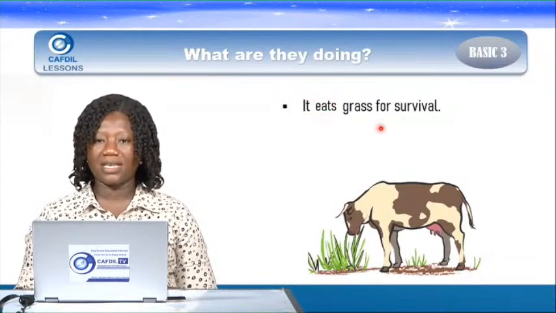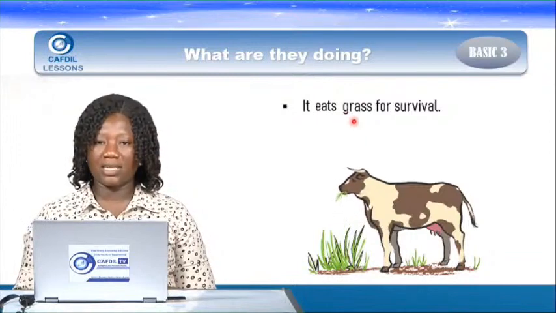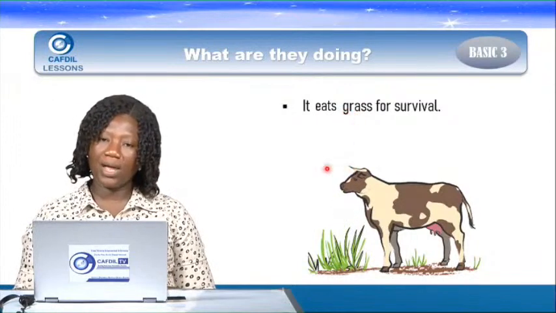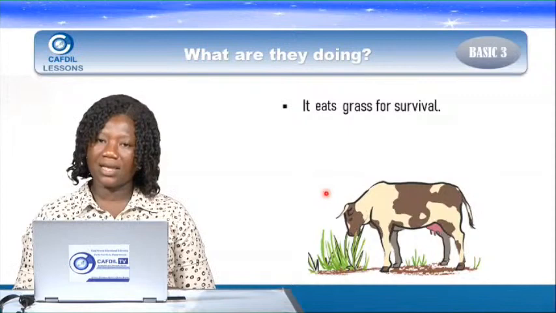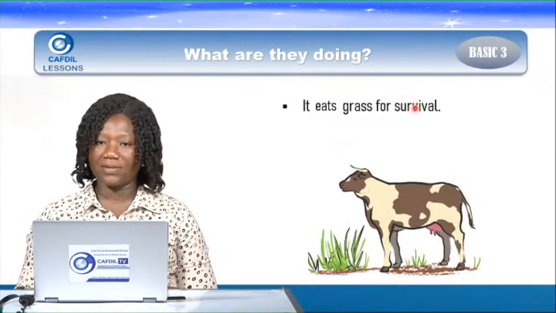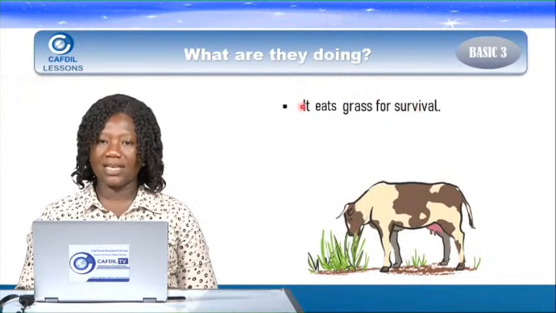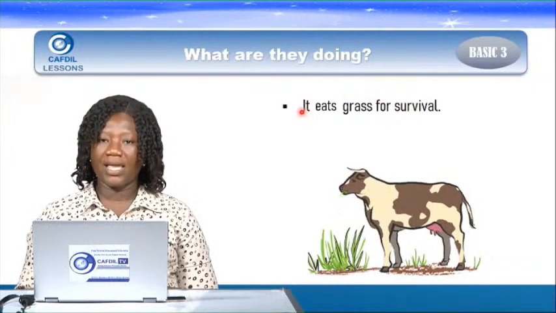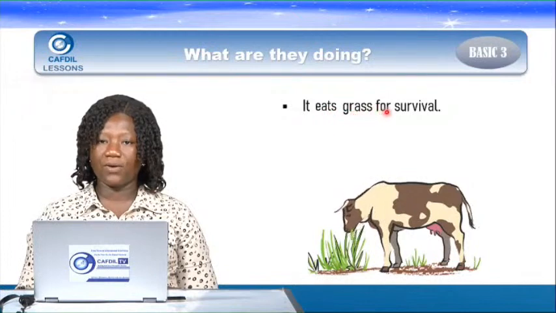So let's have our sentence. What is it eating? Grass. Do you know why it eats grass? I am sure it eats for survival. So let's have our sentence. It eats grass for survival. Let's go. It eats grass for survival.